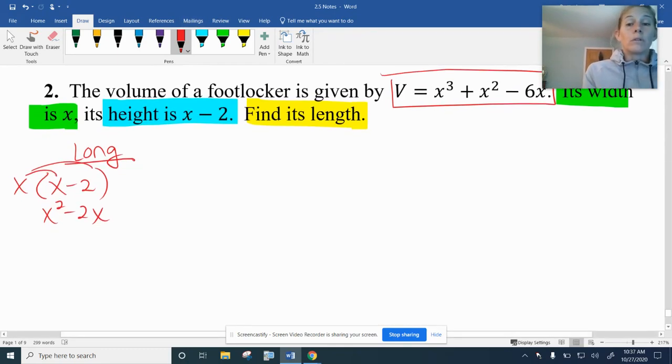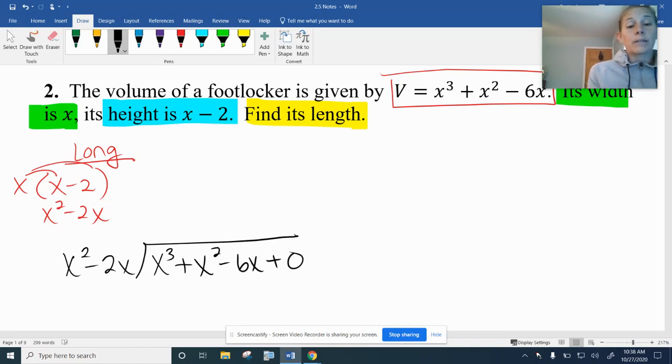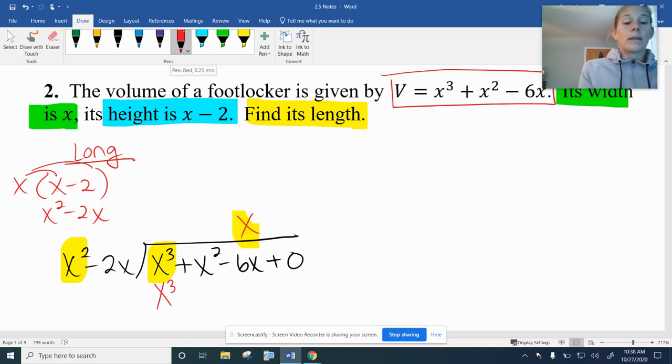Now, if we want to do the long division, we're going to take this divisor here and we're going to divide it into our larger polynomial for the volume. And I am going to put that 0 at the end as a placeholder. So now if we do our long division, we know that x squared times another x would give us this x cubed that we need here. And then x times negative 2x would be negative 2x squared. Now we would do our subtraction, which makes this one addition.